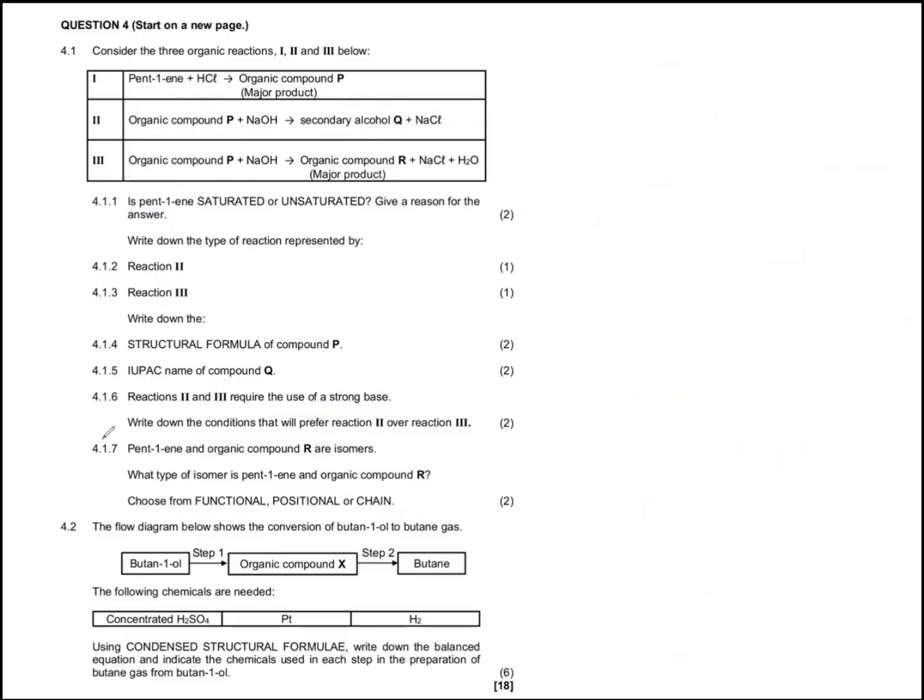Then we have 4.1.7. It says pent-1-ene and organic compound R are isomers, right? What type of isomer is pent-1-ene and organic compound R? With organic compound R, we know that since this is elimination, organic compound R must be an alkene as well, because remember, if we follow SSS, USA, and then SU, we are moving from a saturated compound to an unsaturated one. Saturated to unsaturated is elimination. So we know that we are forming an alkene here.